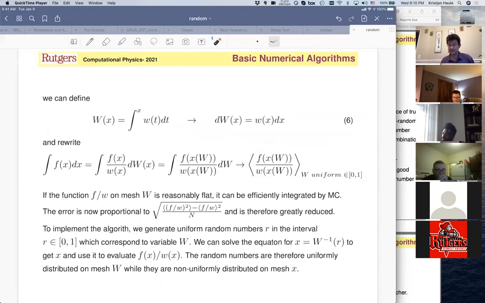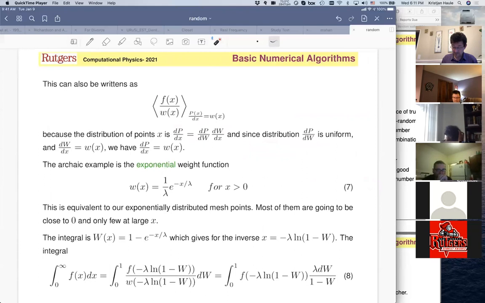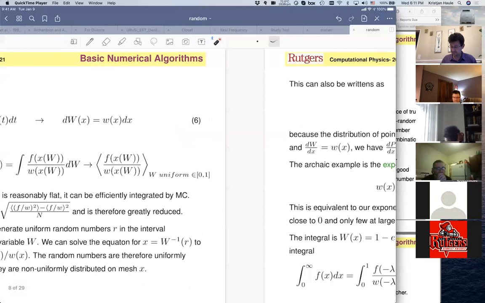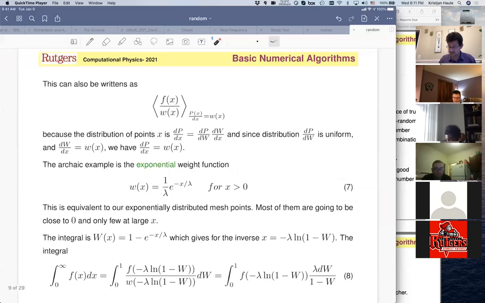So why? Well, because what is the probability for x? This is the probability that we are going to see the point x. The probability distribution for x is the distribution of probability with respect to w times the distribution of w with respect to x. That's just the usual chain rule of derivatives. Now, the distribution with respect to w is uniform, because that's what we said: w has to be distributed uniformly. And if that's the case, then dp over dw is equal to unity, because the probability to get any w is the same for every w, and it's exactly one.